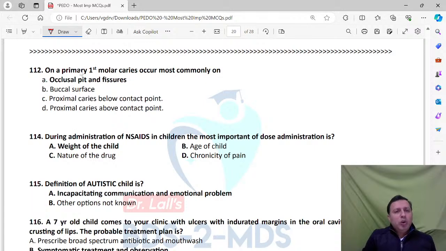Now the next question is, on a primary first molar, the caries occurs most commonly on which surface? So on a primary first molar, the caries generally occurs on the occlusal pits and fissures only. Okay, that is the first surface to be affected on a primary first molar.